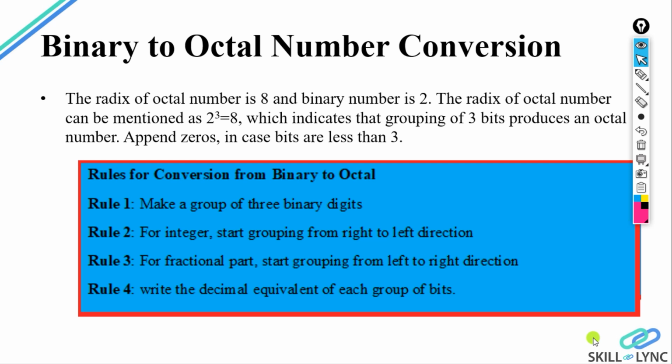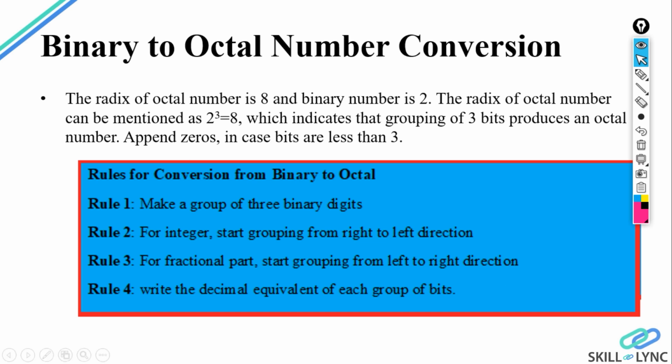Hey guys, let's start with the binary to octal number conversion. Binary means you are dealing with only two bits, 0 and 1, and the octal number system means the base is 8 and you are dealing with 0 to 7. Now we want to convert binary to octal.